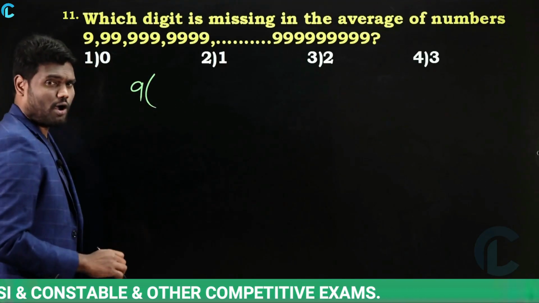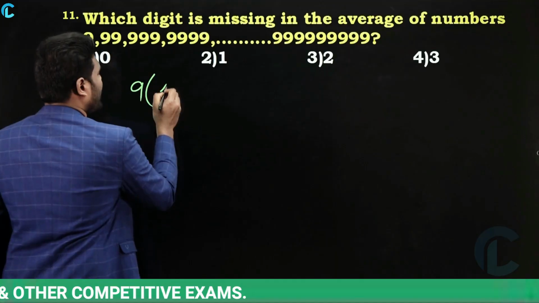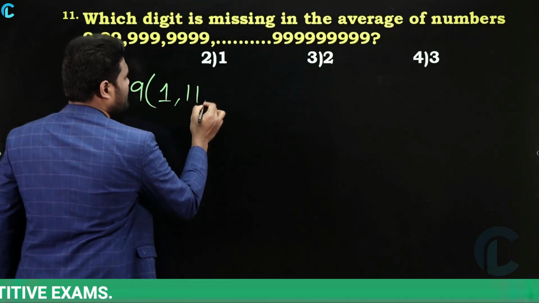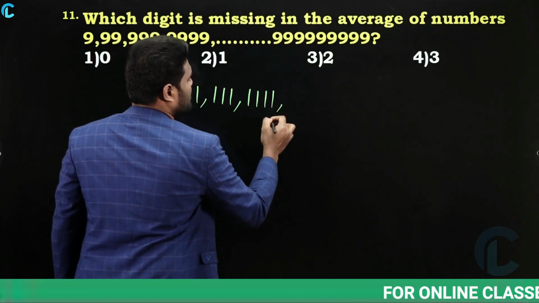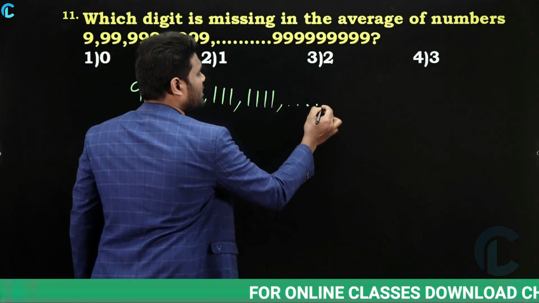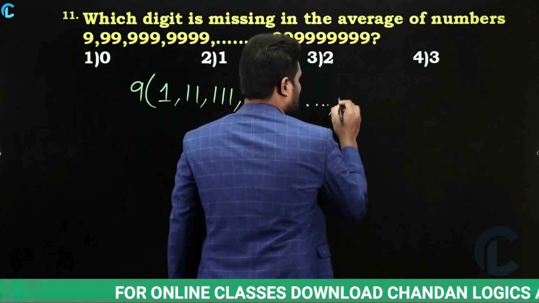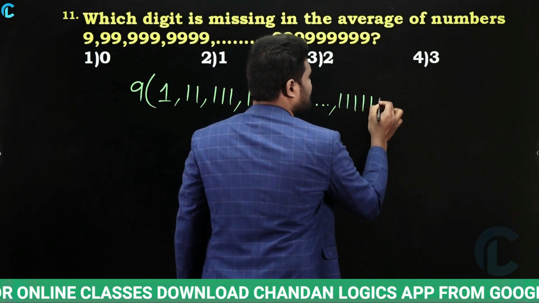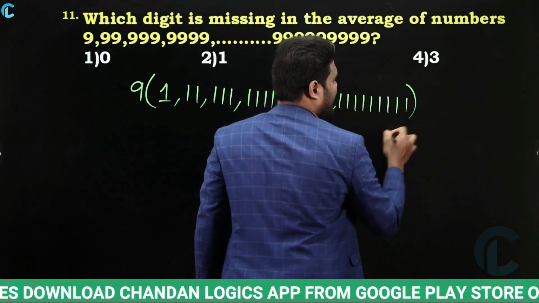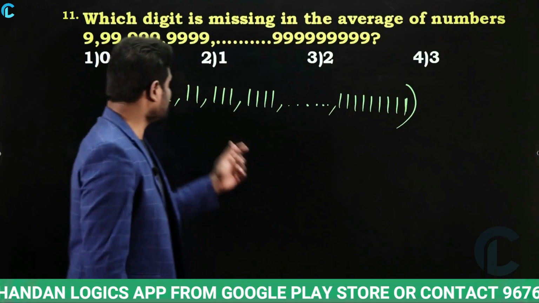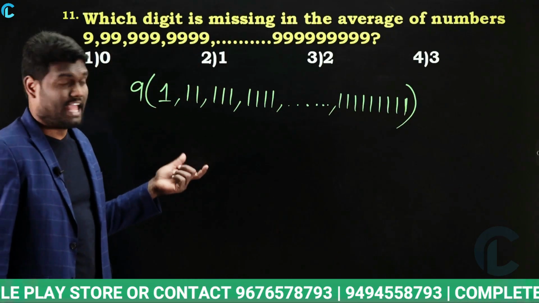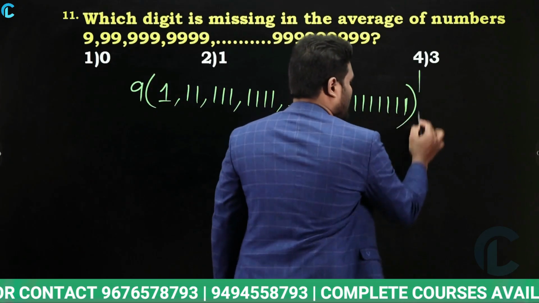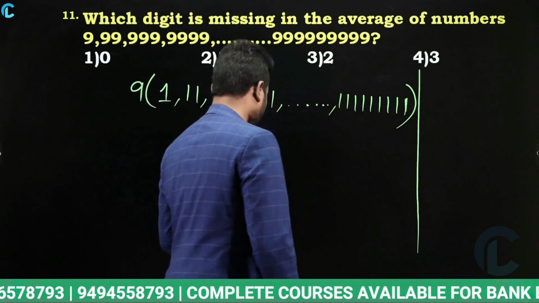If I take 9 common, this is going to be 1, 11, 111, 4 ones, and so on. How many? 9 ones. 1, 2, 3, 4, 5, 6, 7, 8, 9. 9 ones. Yes. Now this is nothing but the sum of my numbers. Now if you observe here carefully, look here. You need to know one important point here.